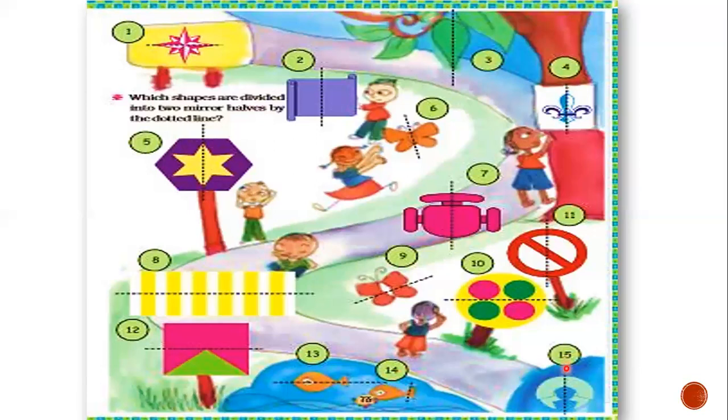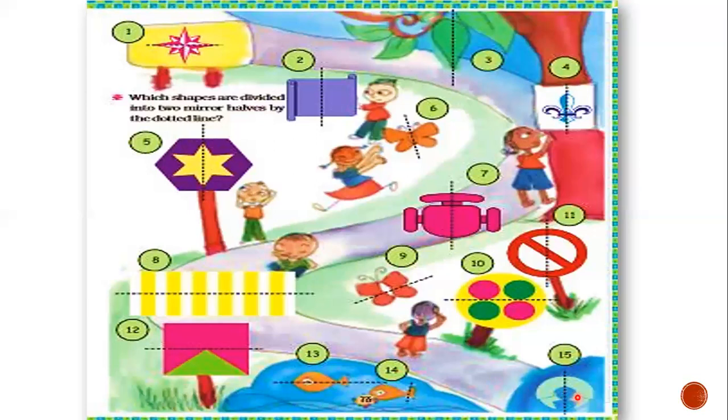15th one, okay, sorry, vertically the line is given and this vertical line divides the figure into two mirror halves. So, which shapes are the exact mirror halves? 5, 6, 7, 8, and 15. This many shapes show the exact mirror halves.